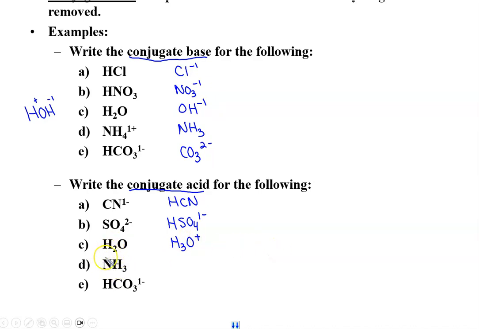Here's ammonia. If I add a hydrogen, ammonia always adds the hydrogen to the bag, and we get that ammonium ion. And if I add a hydrogen to this, I'm going to go down to the neutral, and I get carbonic acid there. So to get conjugate base, you just take off the hydrogen from the acid. To get the conjugate acid, you add a hydrogen back on. Simple as that.